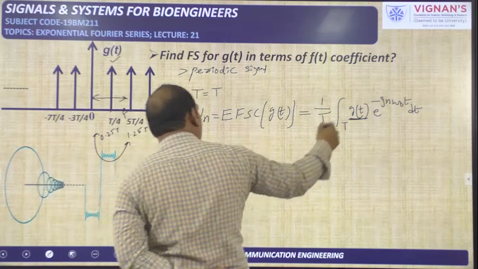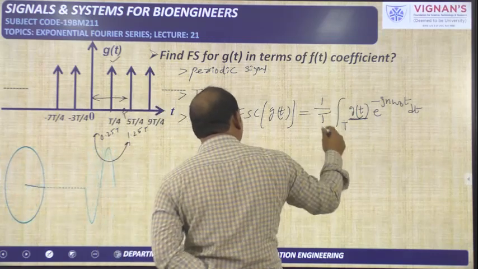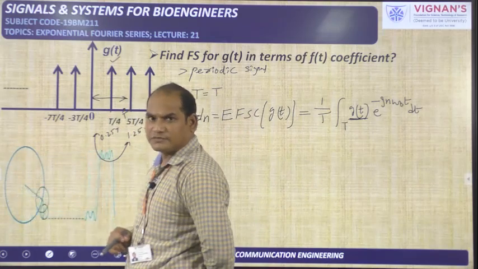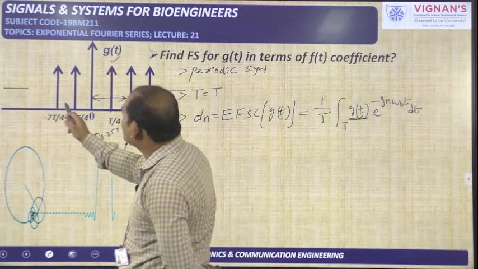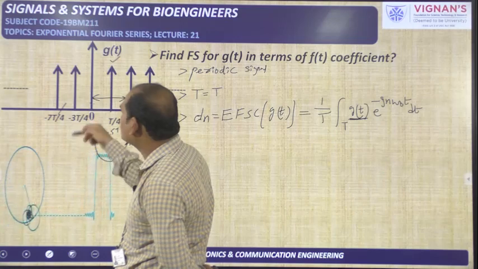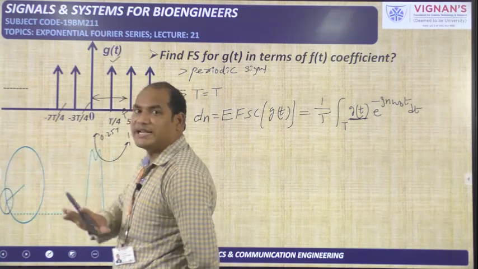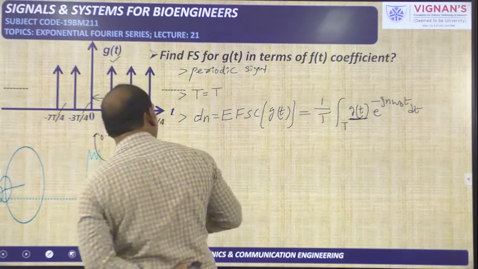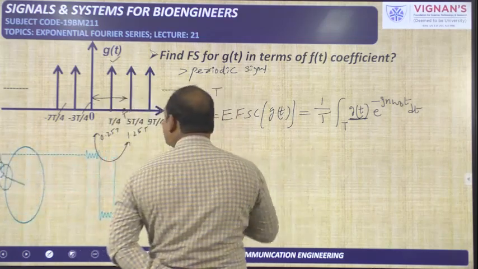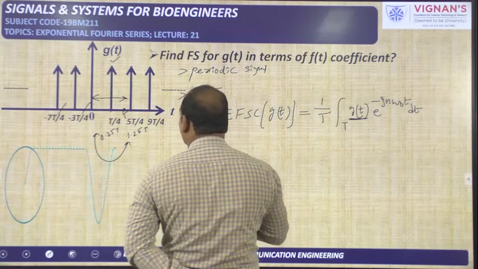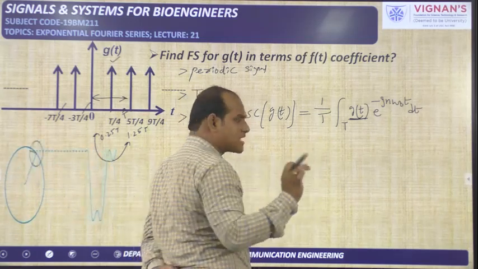I need to do the integration over one period. That one period's limits I am taking from 0 to T. So this is enough. Otherwise you can take from here to here also; there is no problem. One impulse will be covered. Over one period you need to do the integration. Okay, that is the thing. So I am choosing the limits from 0 to T, that means one period where one impulse is coming. In that period only one impulse is coming.